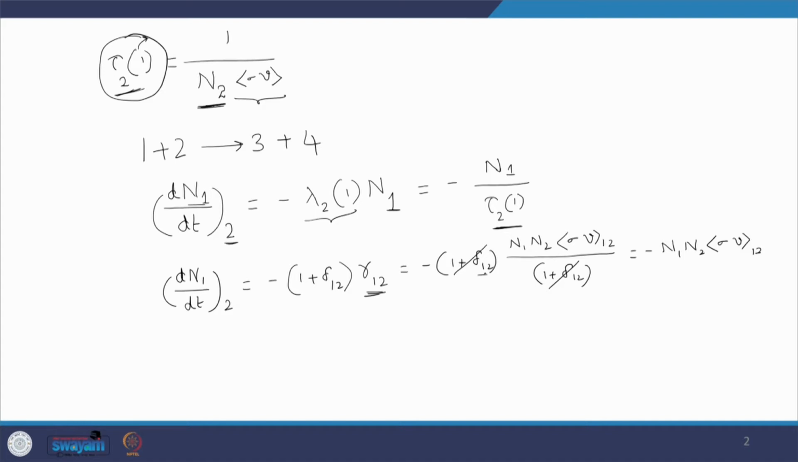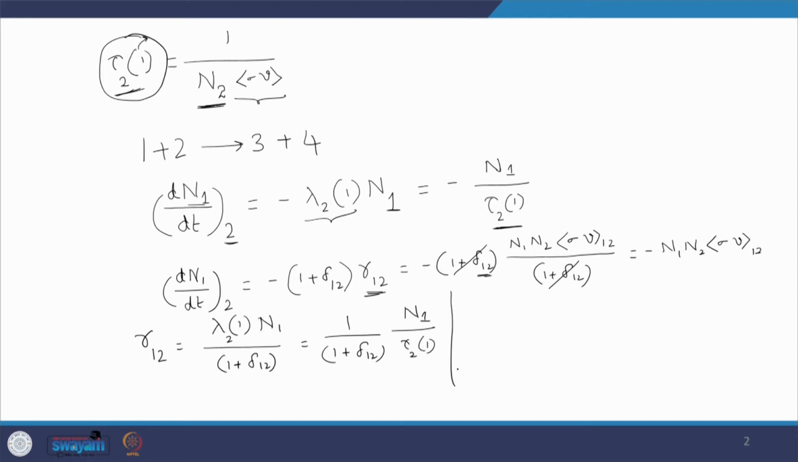So, this Kronecker symbol appears, as I said, because for identical nuclei each reaction destroys 2 particles, and from this I can write down a few more expressions like total reaction rate is equal to lambda, the decay constant of type 1 nucleus when it interacts with type 2 nucleus, N1 divided by 1 plus delta 1 2, is equal to 1 by 1 plus delta 1 2 and N1 divided by tau 2 of 1. This is one expression for total reaction rate.